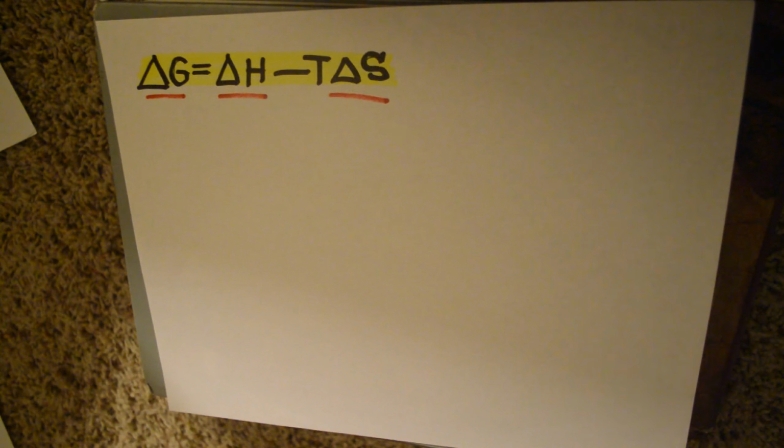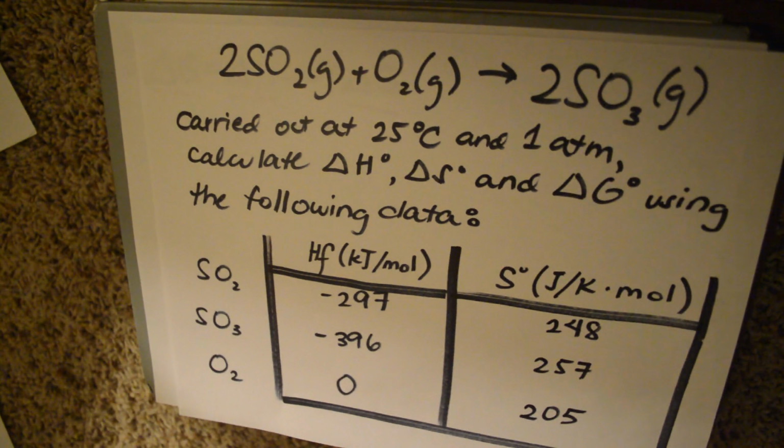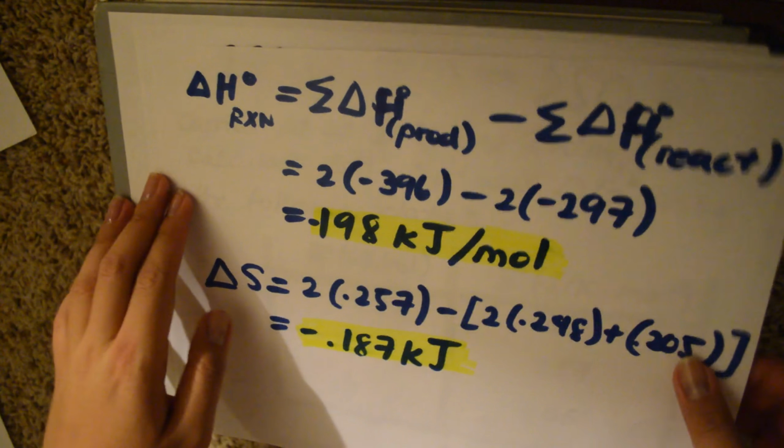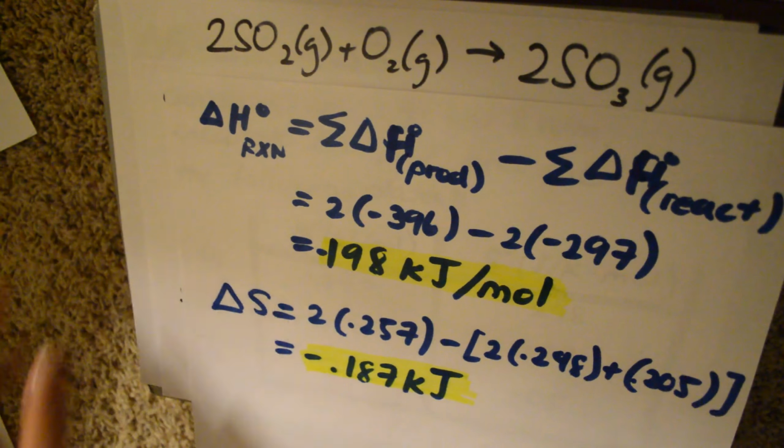Moving on to a different problem, I have here a reaction carried out at 25 degrees Celsius and 1 atmosphere. Calculate delta H, delta S, and delta G using the following data, which is the one below. So you have all these H and S values. You just have to look for delta H and delta S first before solving for delta G. For delta H and delta S, you have the generic equation where you have the products minus reactants. So for delta H, we're looking at the chemical equation given to you.